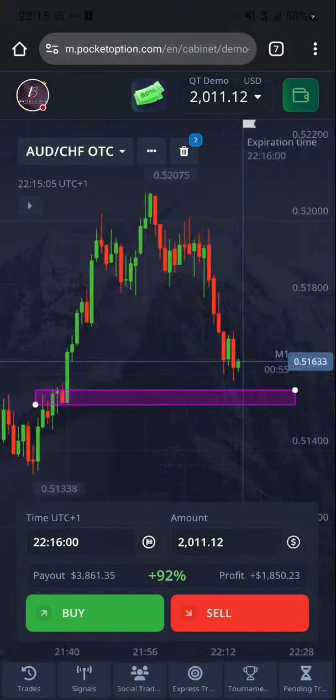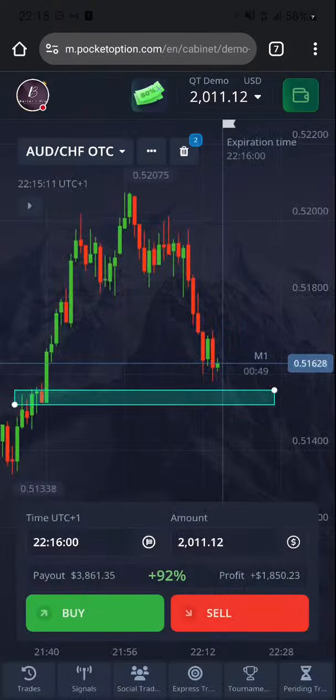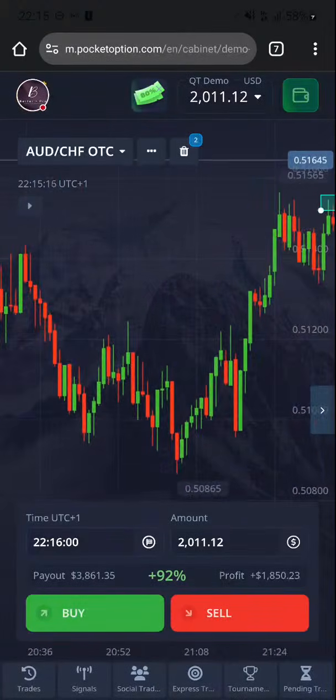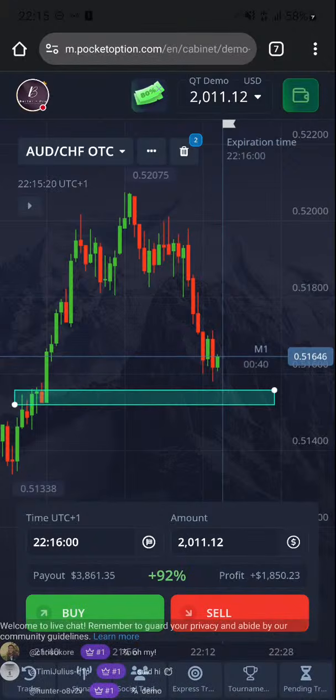Normally, I wouldn't take this trade anyways, because this supply and this demand area is not a strong one. It's not very strong actually. It's not breaking any major levels, you understand? So there's no point really bothering about this.